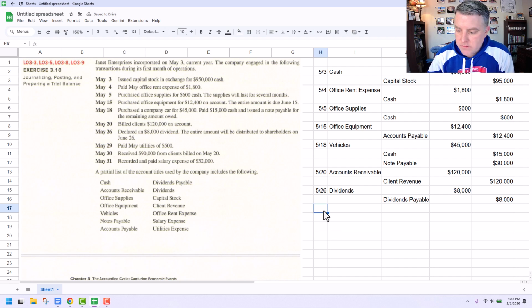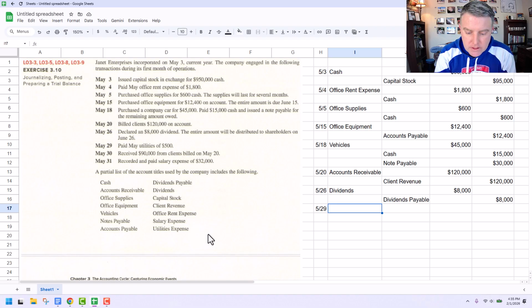Hang in there. So May 29th, we paid May utilities of $500. So we're going to use this utilities expense account, and we're going to pay cash, and the amount is $500.